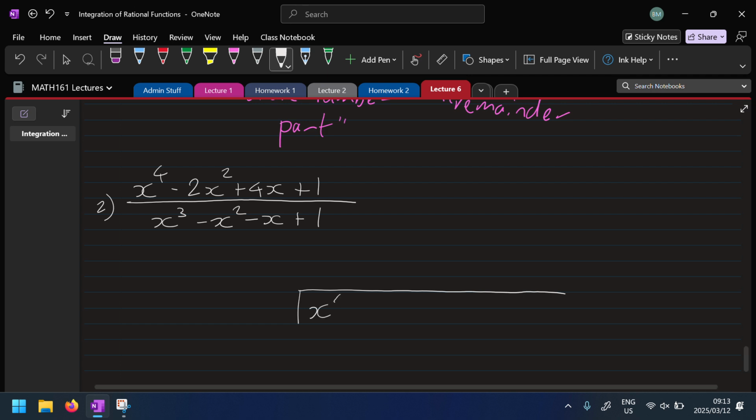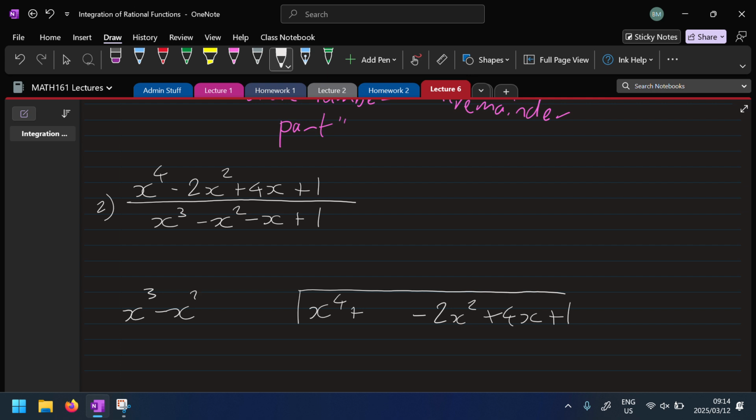Okay, we're going to have x to the 4. The x cubed term is missing, so that's like if you had your hundreds missing. You just put the 0. So that's missing, so we'll just leave a blank there. Then we have minus 2x squared plus 4x plus 1. Again, I just left the blank there. That's like the 0 in your hundreds, tens, units, whatever. Okay, we're dividing by x cubed minus x squared minus x plus 1. Okay, and we go through the steps.